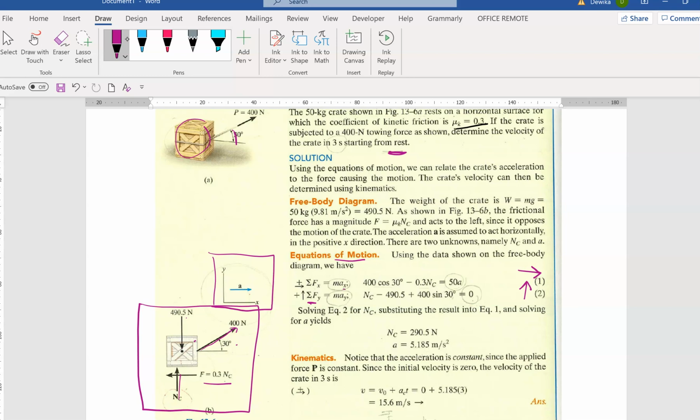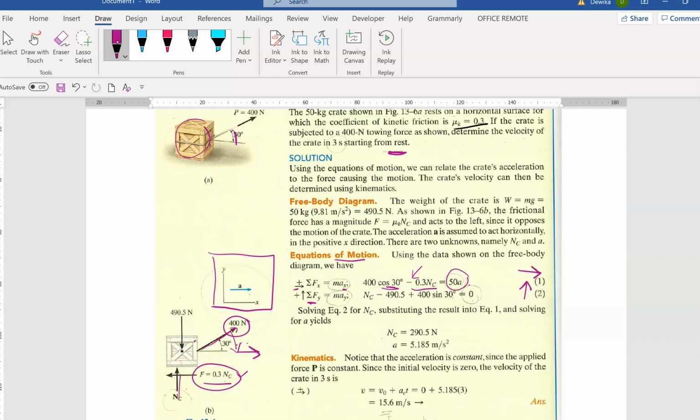Now the first equation, F equals ma. You have to look at all the forces in the x direction. So what do you have here? You have the friction, and then you have this 400 which can be resolved to the x-axis. So write this down, negative 0.3 NC. Why is it negative? Because it's pointing to the left, which is opposite of the positive direction that you have taken. Now why 400 cos 30? You resolve it to the x direction, you get 400 cos 30 equals 50a.